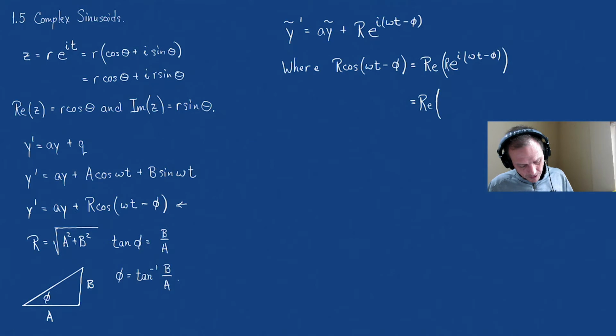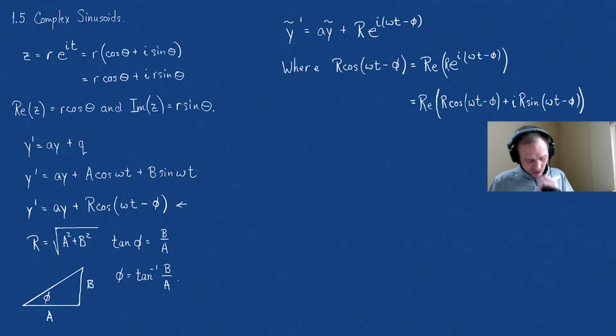It's the real part of capital R times cosine(omega t minus phi) plus i r sine(omega t minus phi). There it is. So now, in other words, we can just solve this complex equation and we should have our answer. Well, remember, we already did.